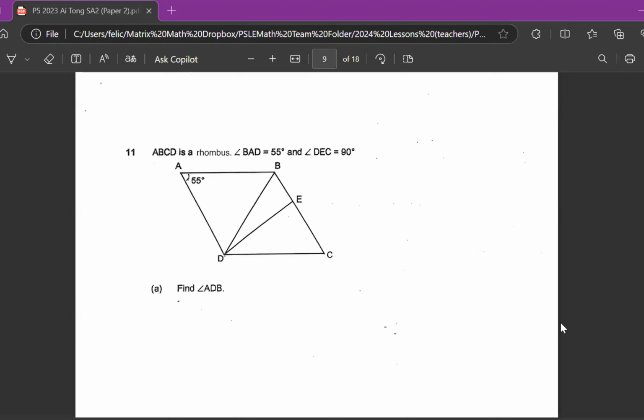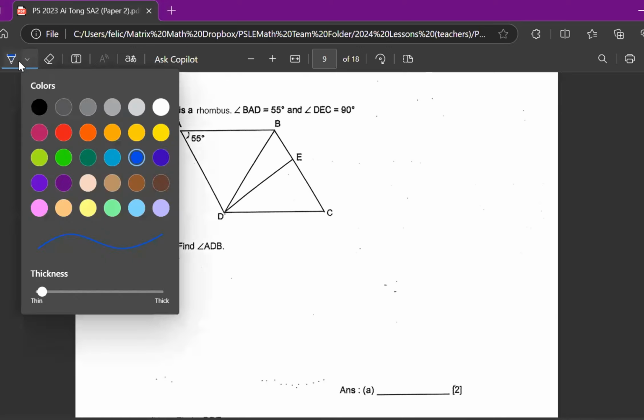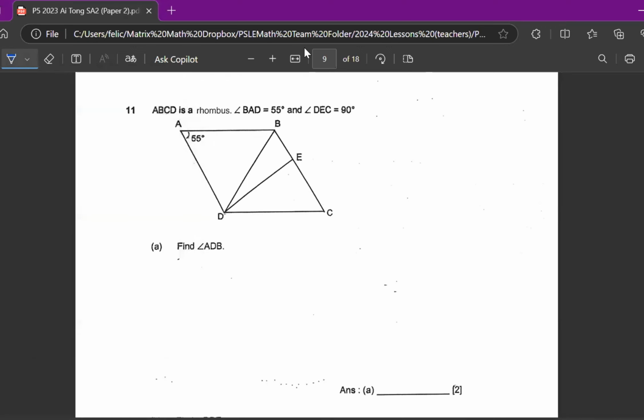Okay, let's take a look at question 11. So ABCD is a rhombus, and they say angle BAD is 55 degree and DEC is 90 degree. So immediately when I see the 90 degree, I will start to annotate that first. So 90 degree like this, just draw a right angle. All right, and they ask us to find angle ADB.